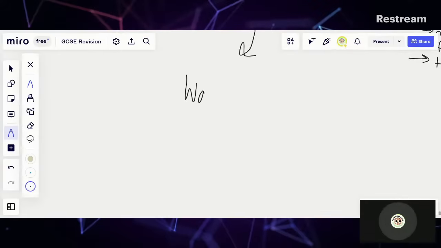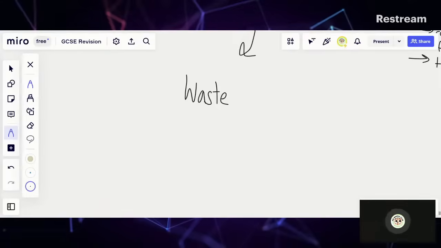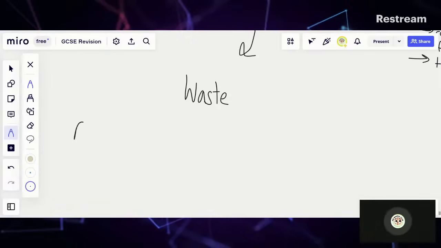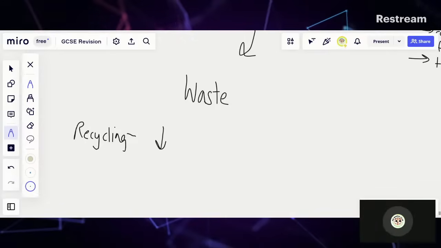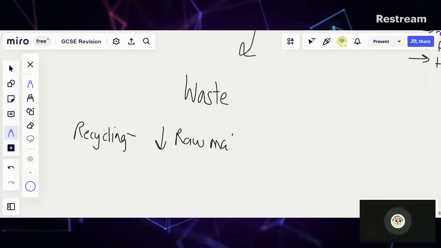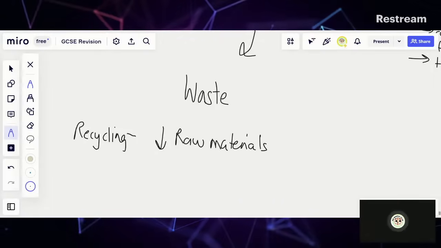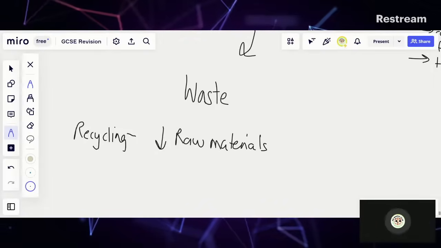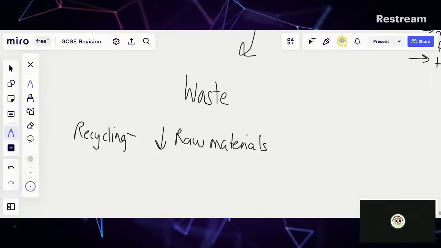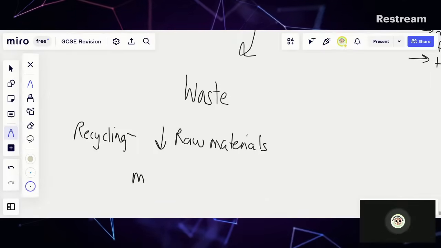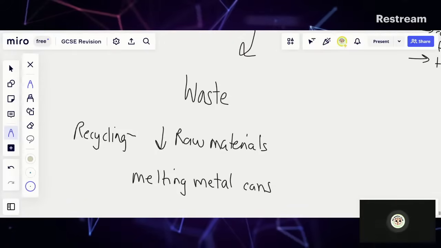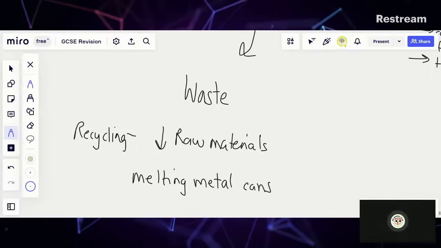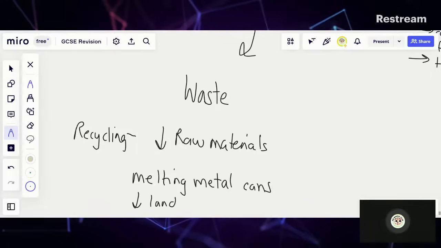So, dealing with waste by reducing it or recycling it. If you are recycling waste, this means that there's less raw materials that have to be taken from the ground, and the less raw materials that have to be taken, the less extraction and the less fossil fuels needed for that. An example could be melting metal cans. As you melt these metal cans, these can then be converted into something else instead of going to landfill. So it also reduces landfill.